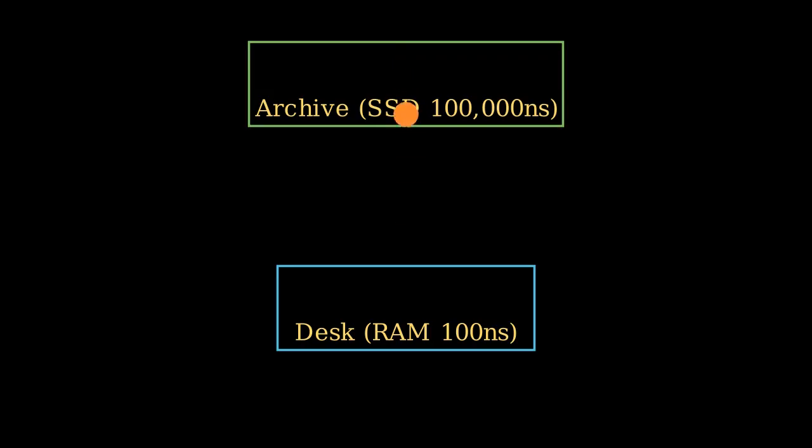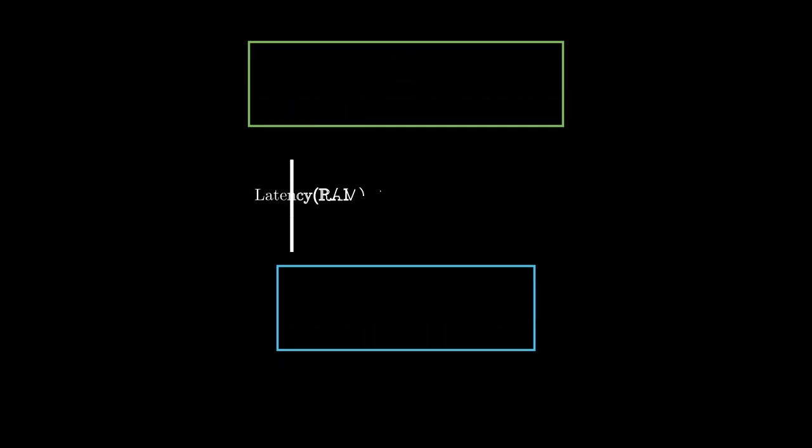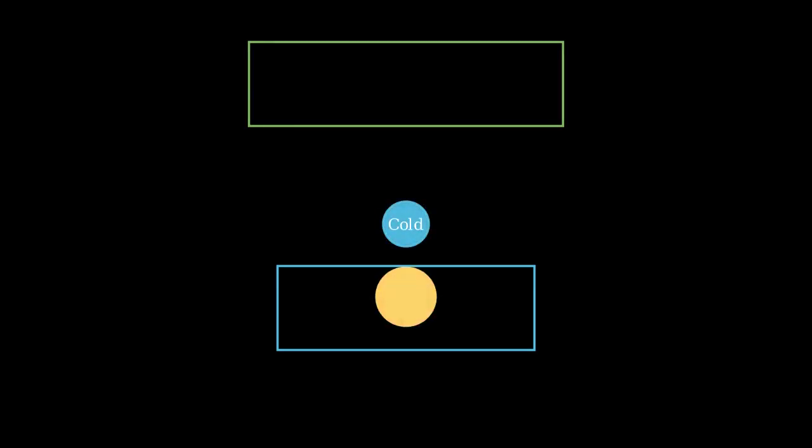But when you need something from the archive, which is like your SSD or long-term storage, it takes much longer. Accessing the archive takes 100,000 nanoseconds, making it thousands of times slower than your desk. This latency is why fetching data from your hard drive or over the network always slows you down.